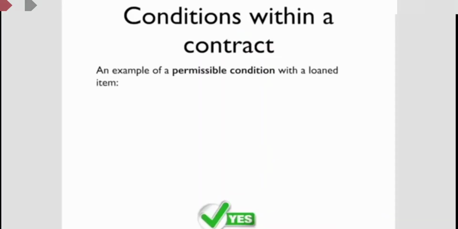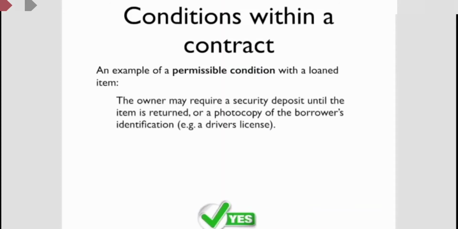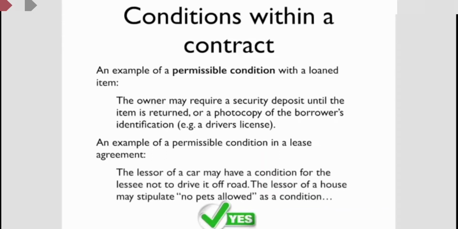Conditions within a contract. Example of a permissible condition with a loaned item: the owner may require a security deposit until the item is returned, or a photocopy of the borrower's identification like a driver's license. Example of another contract, a lease, with these options: the lessor of a car may have a condition for the lessee not to drive off-road, and the lessor of a house may stipulate no pets allowed as a condition, and so on.